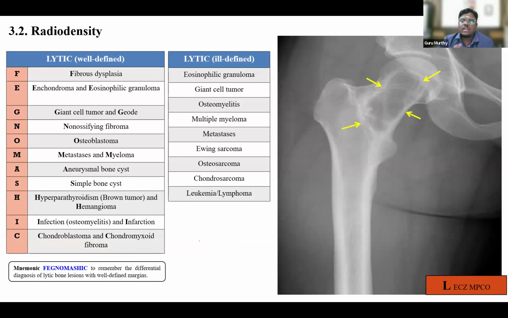Lucent means lytic. There will be three types of lytic lesion. One is the geographic type of lytic lesion, where the lesion size is usually more than 10 mm. Next is the moth-eaten type of lytic lesion. They are very small, punctate lesions, 2 to 5 mm, and the permeative type of lesion, which is usually 1 to 2 mm. When you encounter lytic lesions, this is the universal mnemonic which everyone follows. This is a set of differential diagnoses for lytic lesions.